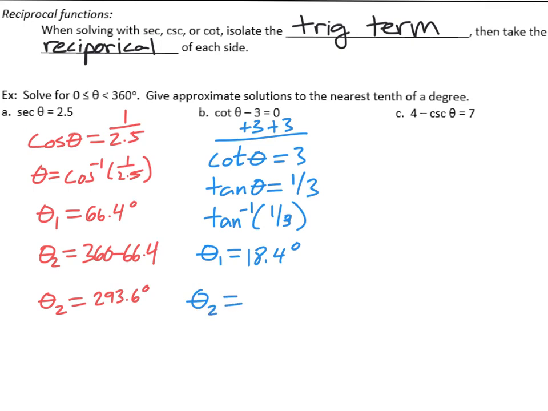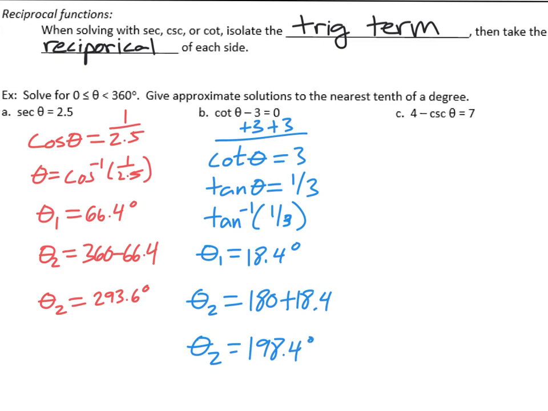We have a second answer to get, but this is no problem. With tangent, we take 180. We add our first answer to get our second. 198.4.